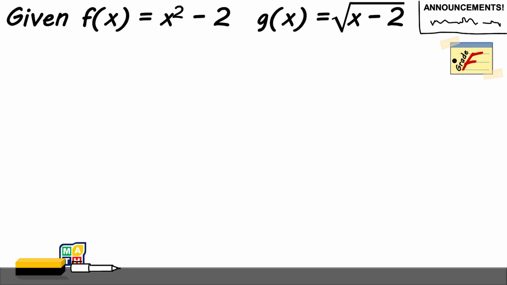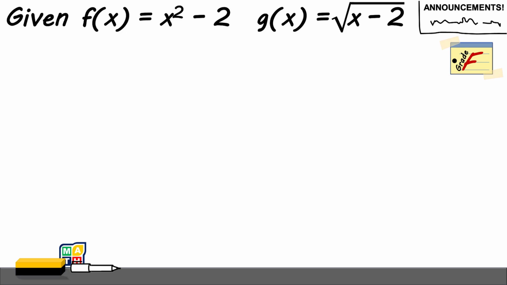Now, let's consider these two new functions. We have f of x being x squared minus 2, and we also have g of x being the square root of x minus 2. We are going to show the composite functions of these given functions here.